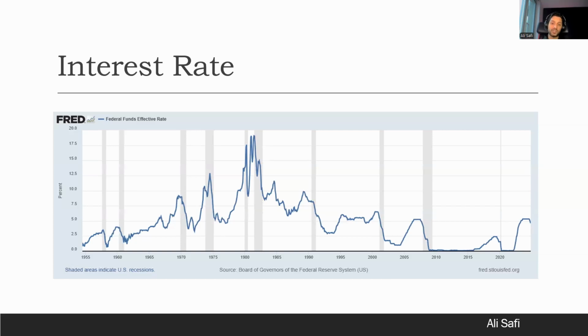I would say we are closer than 2024. We are closer than 2023, 22. Obviously, we are very close. Potentially within the next 6 to 18 months, we are heading into recession.